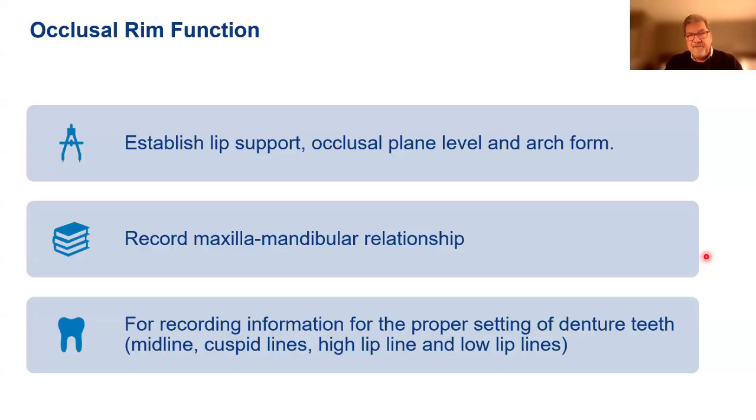The occlusal rim function is to establish lip support. We want to establish the correct occlusal plane level and arch form to record maxillomandibular relationships. It's also for recording information for the proper setting of denture teeth. We need that information, the midline, the cuspid lines, the high lip line, and the low lip line, when it's sent back to the laboratory.